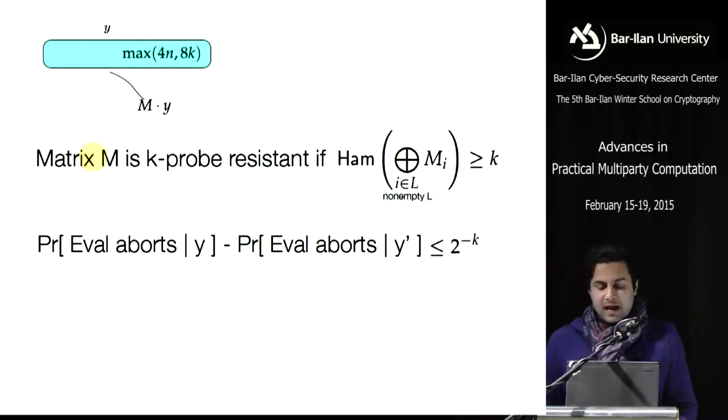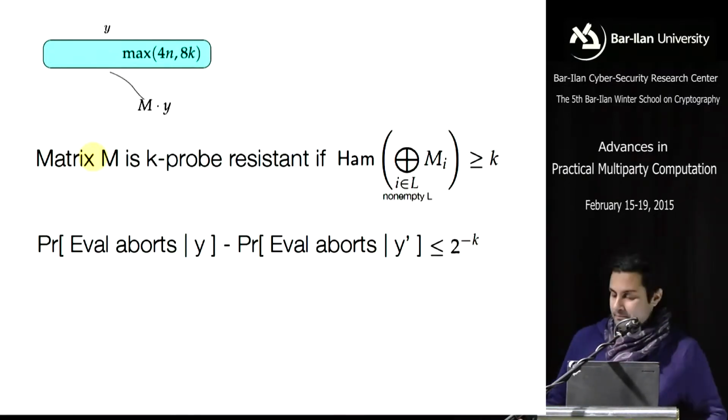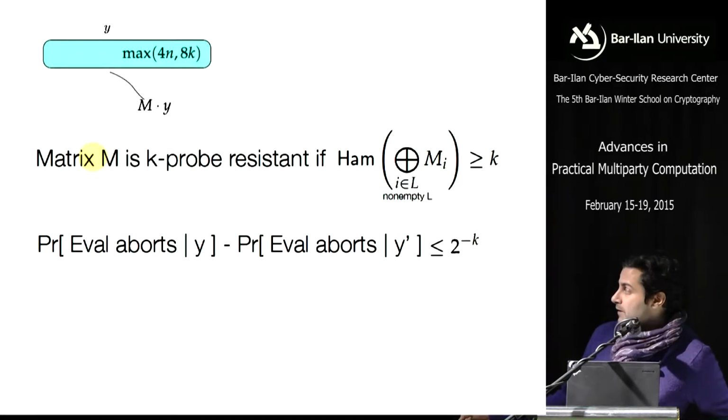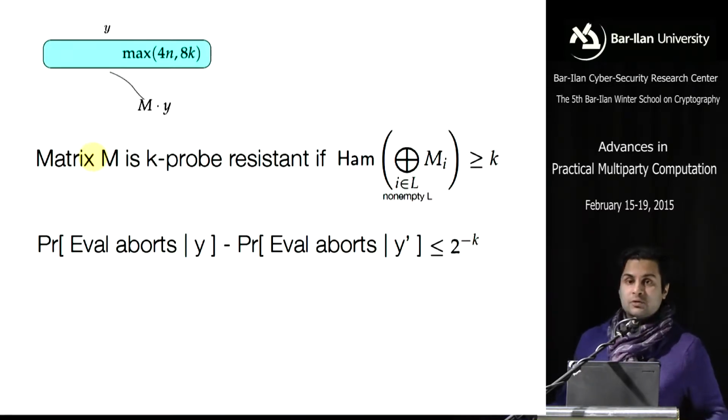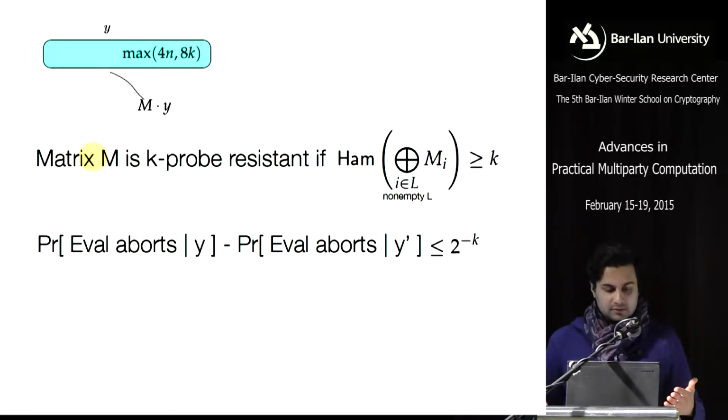And if you have this property, you can make an argument that essentially the probability that this evaluator is going to abort, given that the input is Y, minus the probability that the evaluator aborts given some other input, is very, very small. So no matter what the evaluator's input, the difference between any two valid inputs is going to be very, very small.